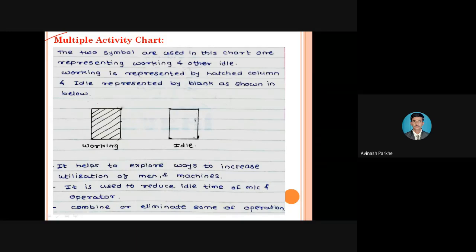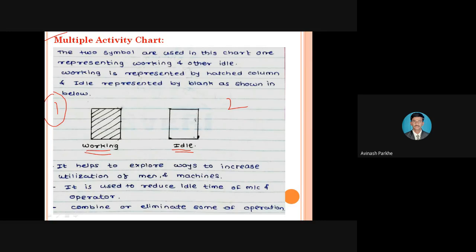Therefore, in this multiple activity chart, two symbols are used to show the working condition and the idle time. Whatever the figure in front of you, figure number 1 and figure number 2. Figure number 1 is one square in which some hatching lines are there. This is the symbol used to represent the working condition. The second symbol represents idle. That means one blank rectangle in which hatching lines are not provided. This blank rectangle represents either the machine is idle or the operator is idle, and the first symbol represents that the machine or operator is working.